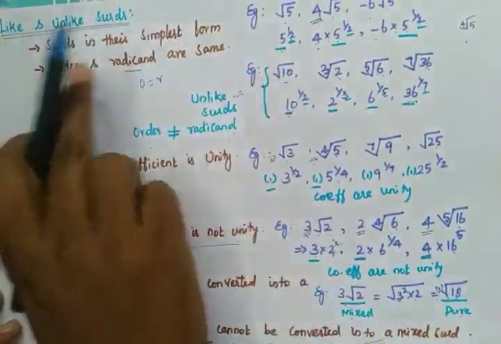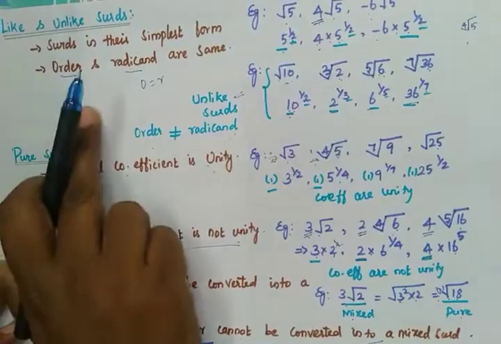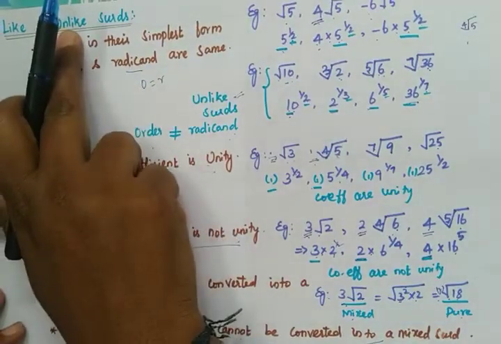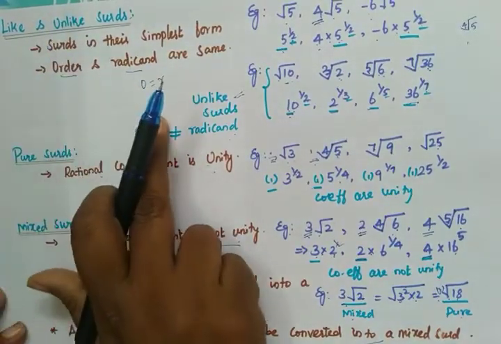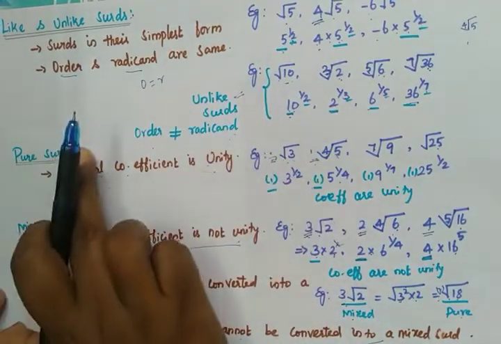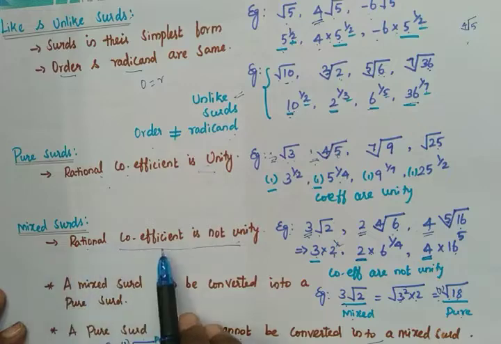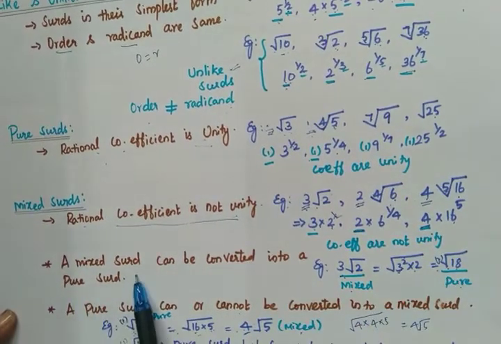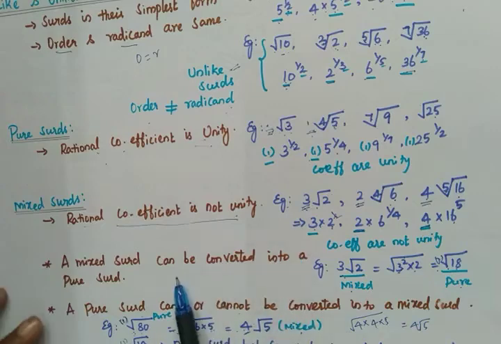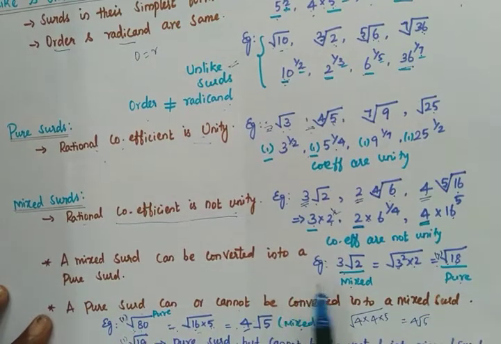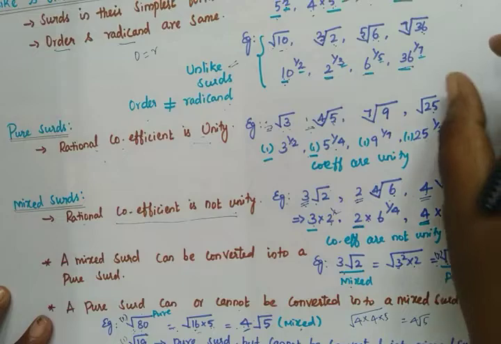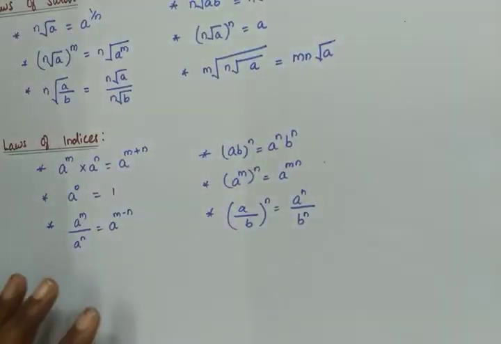So the first one is like and unlike. If it is like, order will be equal to radicand. If it is unlike, order will not be equal to radicand. Pure surd: if it is pure, rational coefficient is unity. If it is mixed, rational coefficient is not unity. Then the next one, a mixed surd can be converted into pure. A pure surd can or cannot be converted into mixed. Now let us move on to the laws.